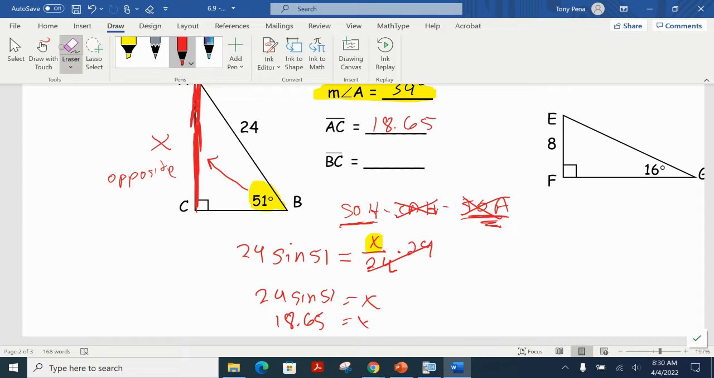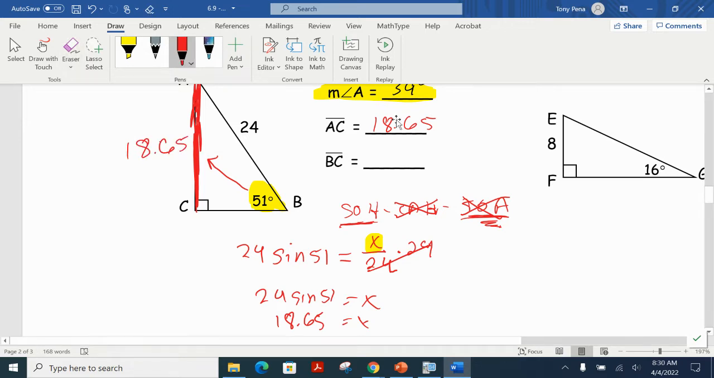Okay. So I'm going to erase this now. I can go ahead and say this is 18.65. All right. Now, for this missing other side, I'm going to call this one y. This is what we were looking for here. Now you have your options. Could we now use the Pythagorean theorem? Yeah, that's probably what I would suggest right now, because you've been doing the Pythagorean theorem for many years.